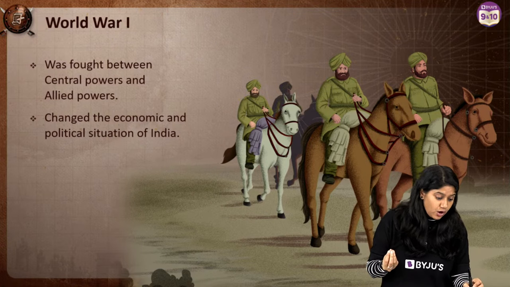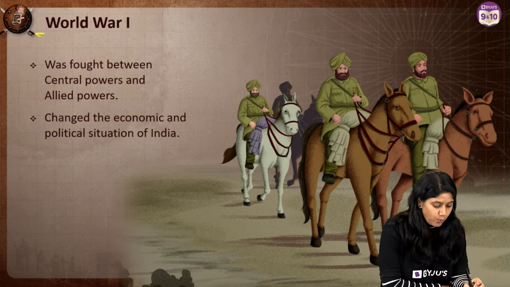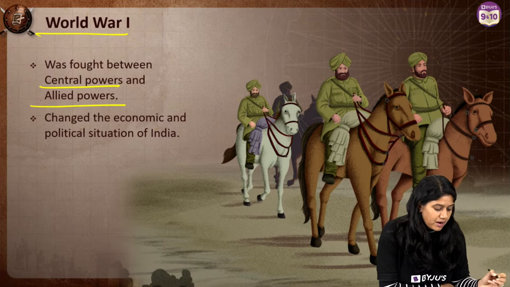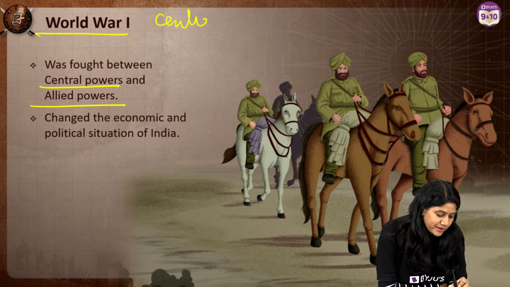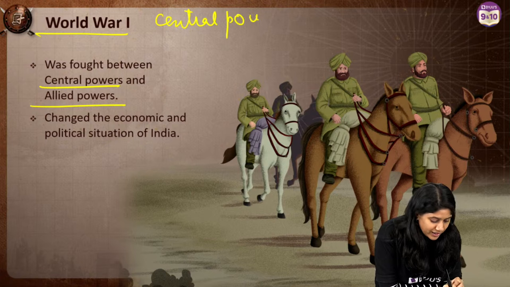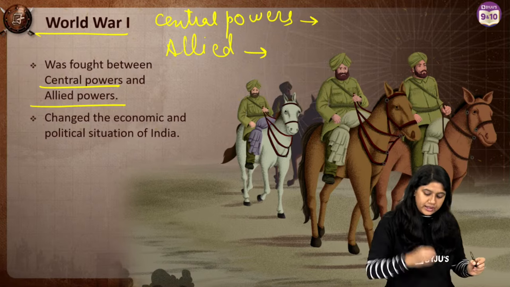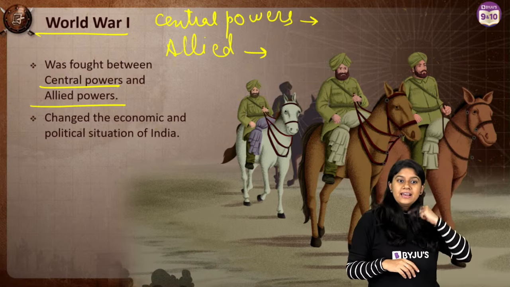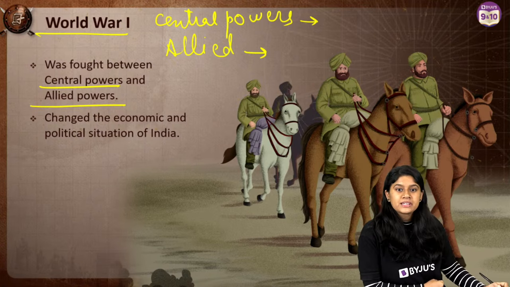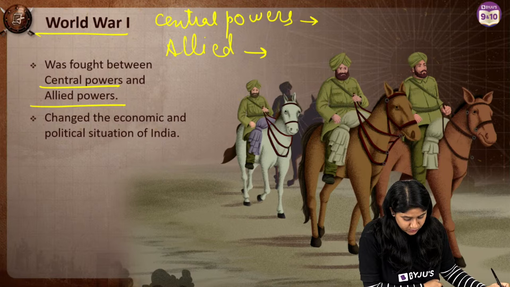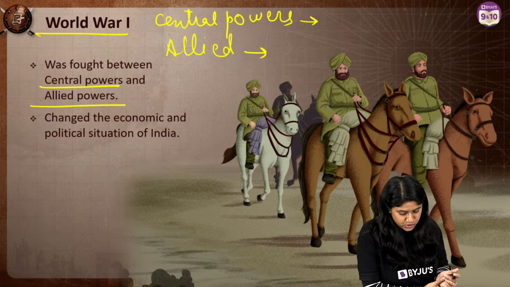So what we saw, this whole World War One was fought between two powers. We have the central powers and we have the allied powers. Can anyone tell me who were there in the central powers? It'll be a very quick revision for all of us. Who were all there in the central powers and in the allied powers? Quickly, everyone. Yes, very good. Which nations do we have in the central powers, and which nations do we have in the allied powers?